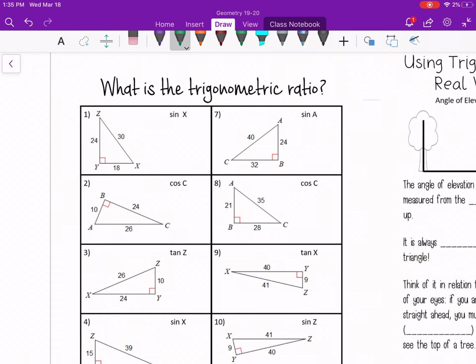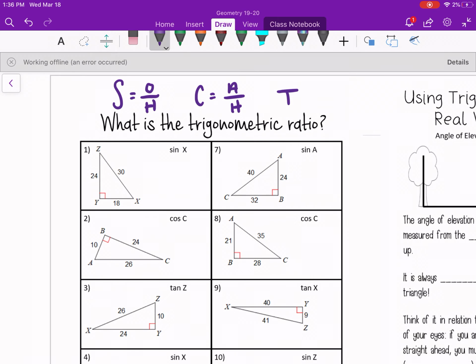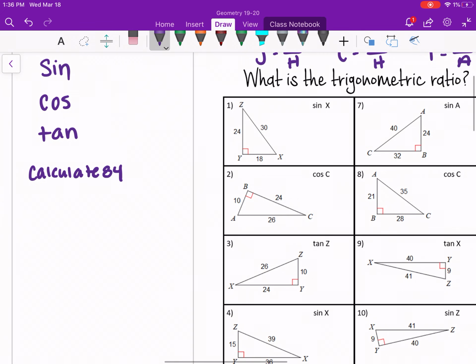It says, what is the trigonometric ratio? I like to use the acronym SOHCAHTOA, and I like to write it out like this because it really helps articulate what SOH, CAH, and TOA really means for us. SOHCAHTOA written out like that shows you exactly what the trig ratio is. The trig ratio is always going to be your trig function, whether it's sine, cosine, or tangent, of an angle equals something over something. That's what a trig ratio is.